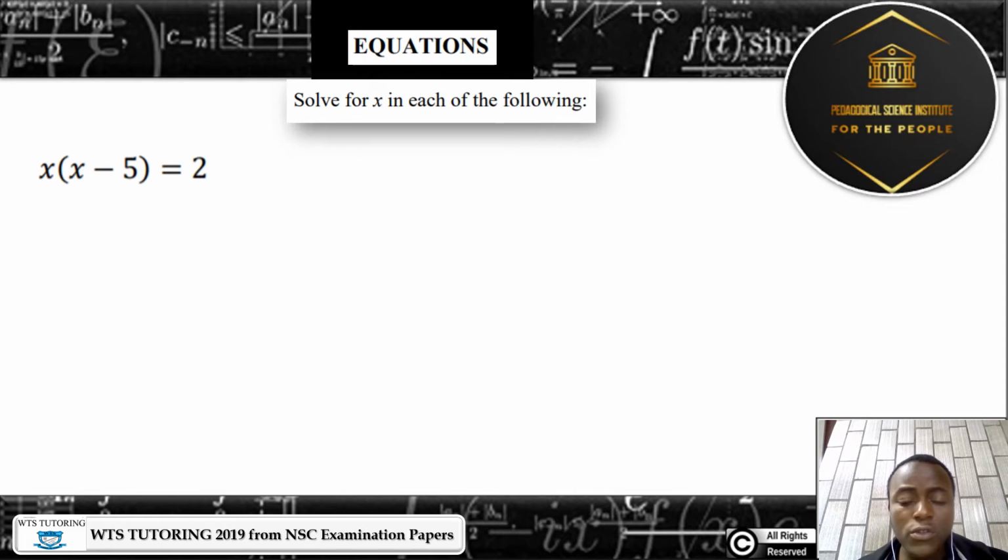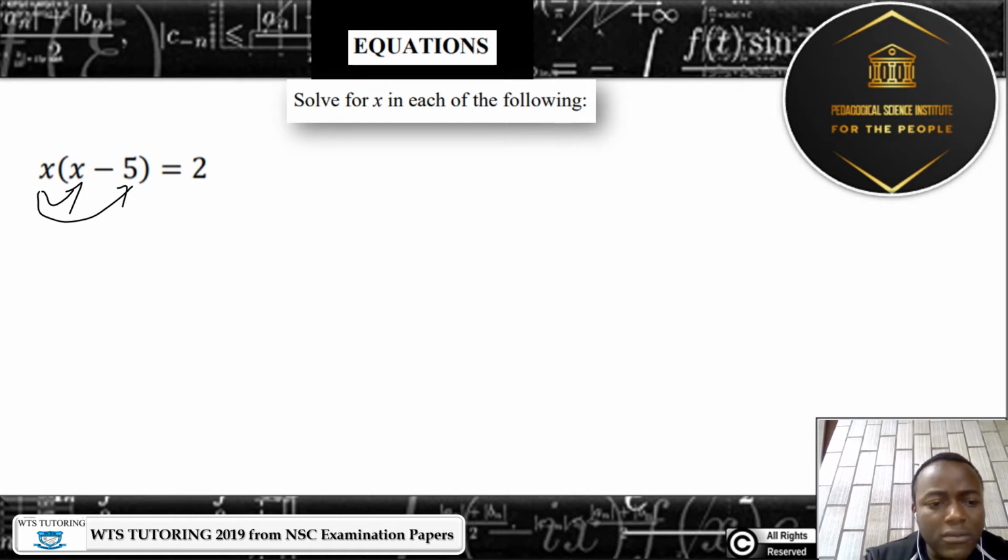So now, in order to solve for x, you'll first expand on your left hand side, then you transpose 2, maybe you check if whether you can factorize, then you can solve for x. So what we'll do in this question, our x will be multiplying with x, our x will also multiply with minus 5. So x times x, it will give us x squared, x times minus 5 to give us minus 5x.